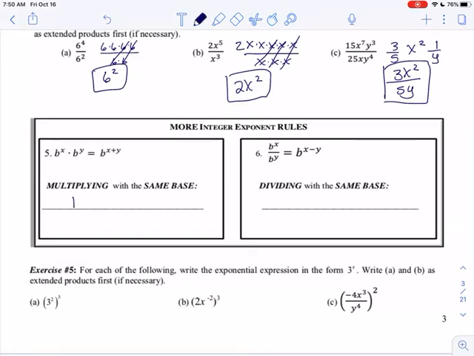Let's write some rules down so you have them for when we're doing some practice tomorrow. So basically, when you are multiplying with the same base, you keep the base and you add the exponents. So b to the x times b to the y, the base is the same. I add those exponents. It's b to the x plus y. B to the x divided by b to the y is b to the x minus y. So when we're dividing with the same base, this only works if it's the same base, you keep the base and subtract the exponents.